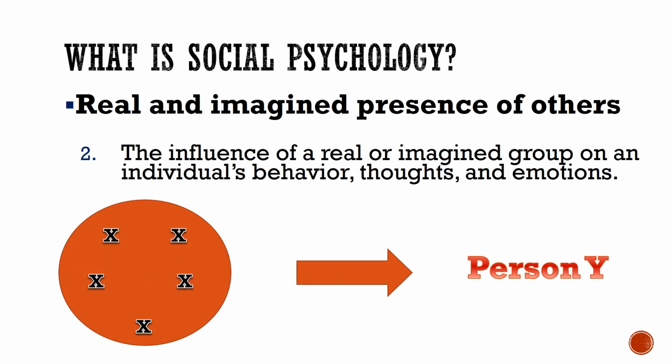The second way the real and imagined presence of others influences people's behavior, thoughts, and feelings is when a real or imagined group affects a single individual's behavior, thoughts, and emotions. A good example of this is conformity, which is when people feel the need to mimic how a group is behaving, thinking, or feeling. And of course, we'll talk about this later in the semester.